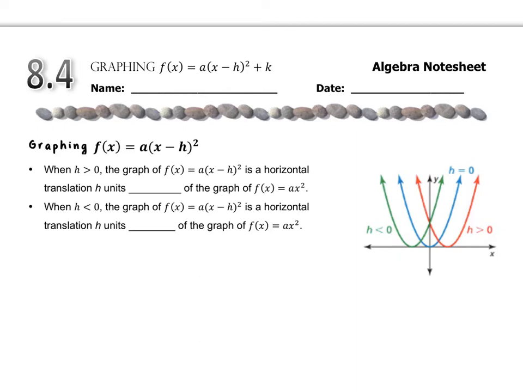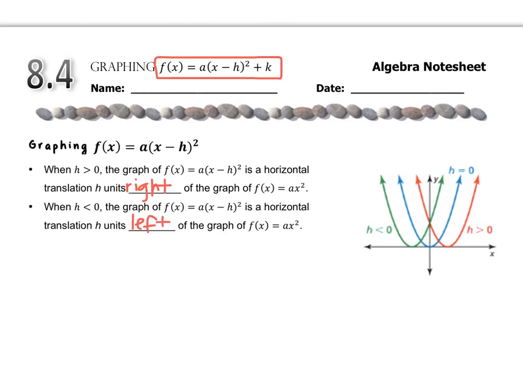Now this formula all the way up top, f of x equals a times x minus h squared plus k, is vertex form. The h value is a horizontal shift and the k value is a vertical shift. So what does that mean? When the h value is greater than 0, then we translate whatever that number is, units, to the right. And when the h value is negative or less than 0, it translates to the left.